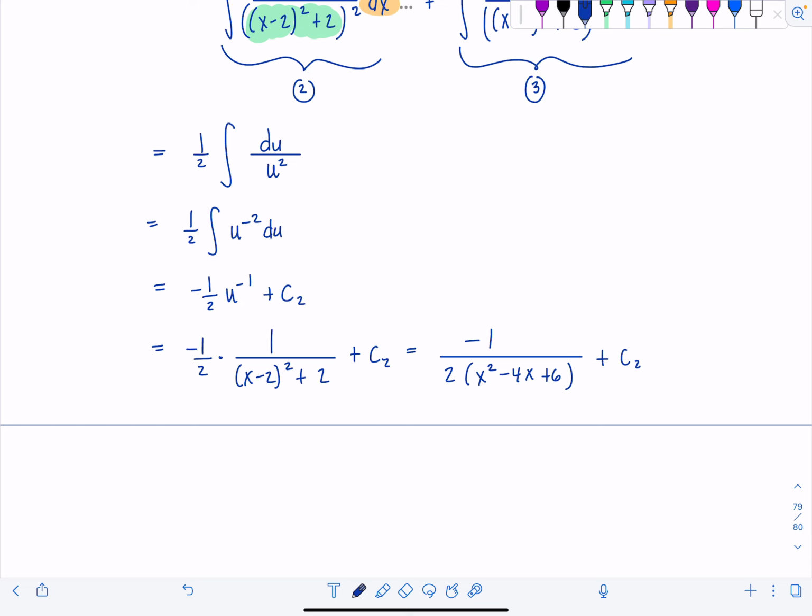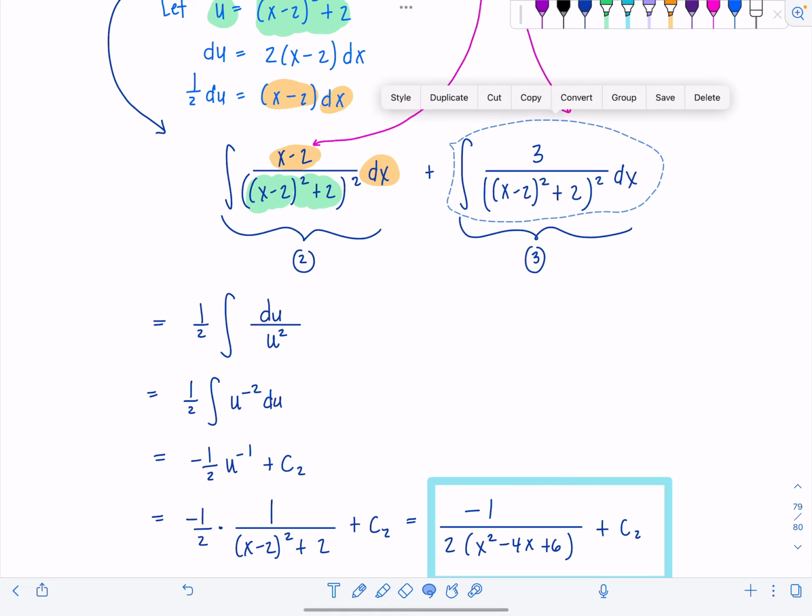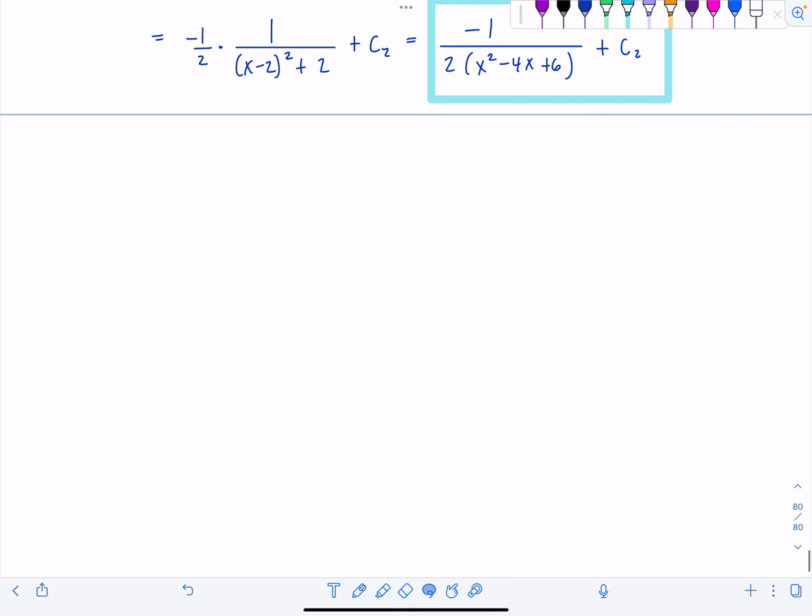So second integral is done. We've just got one more to tackle. How are you feeling? Okay, so here's the third one. Let's copy it and knock it out right now.